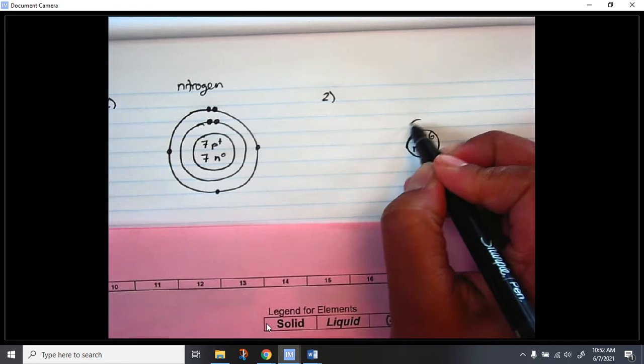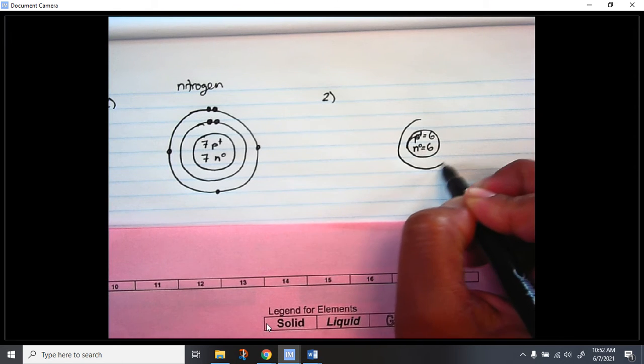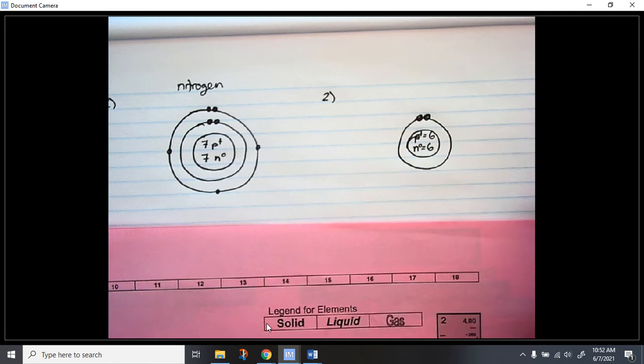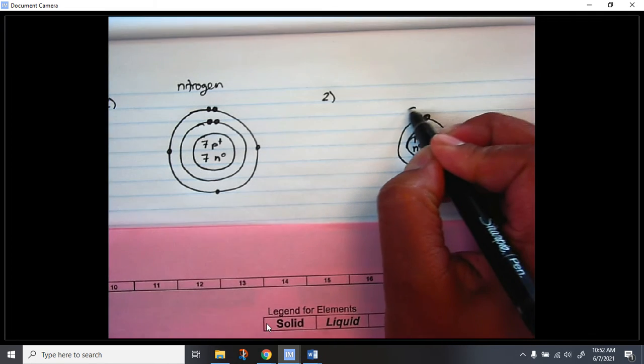So that means then if the atomic number is 6, I need 6 electrons. Remember again, the first layer can only hold 2. I'm not at 6 yet. I still need another 4.